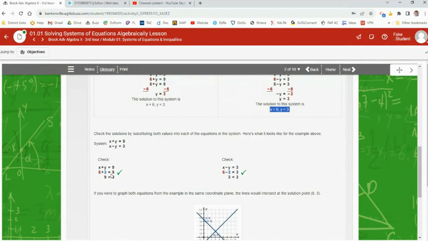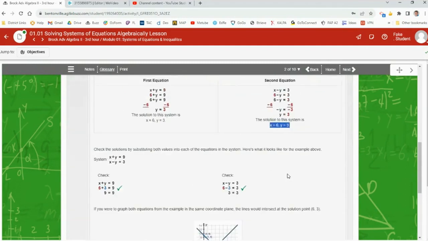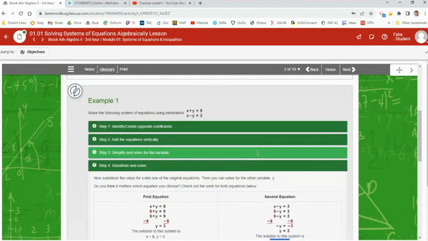6 plus 3 equals 9. 6 minus 3 equals 3. It works. Now, when we graph it, here's what's really cool. If we graph these two equations, we go to Desmos, we type in x plus y equals 9, and then underneath that, we type x minus y equals 3.